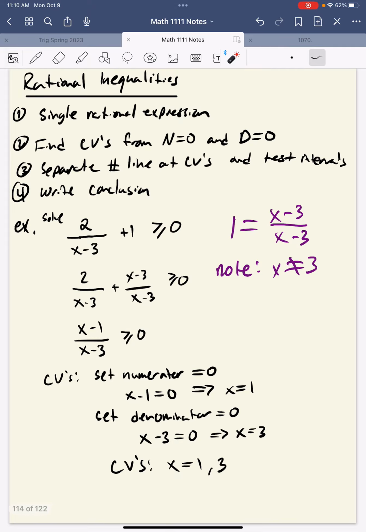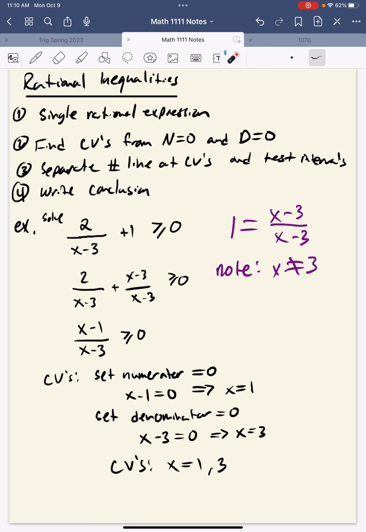Rational inequalities. So in this example, we have 2 over x minus 3 plus 1 greater than or equal to 0. The first thing that we want to do is get a single rational expression. So we need to find a common denominator and create a single rational expression, in this case greater than or equal to 0. And we also want to make a note that x cannot be equal to 3. It is not included in the domain.